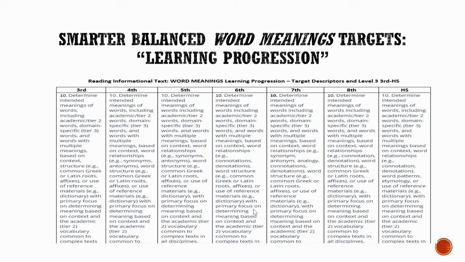The importance of establishing the key vocabulary for Level 2 of the unit's proficiency scale is also found in the word meaning targets from the Smarter Balanced ELA targets for both literary and informational text. This slide shows the learning progression for Target 10, word meanings informational text, from grades 3 through high school. Take a few moments now, pause this presentation, and reflect on how going deeper into the descriptions for the word meanings targets might contribute to effectively identifying key vocab for your unit. You will also find in your resources handout number 10, which lays out the word meanings learning progressions for grades 3 through high school.